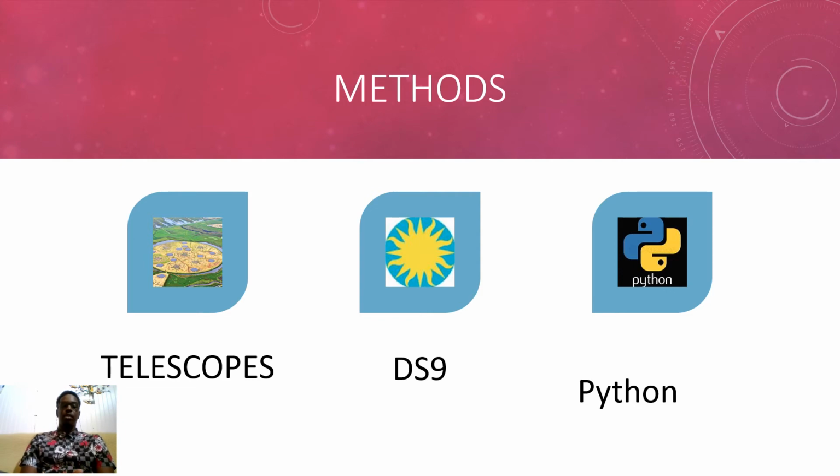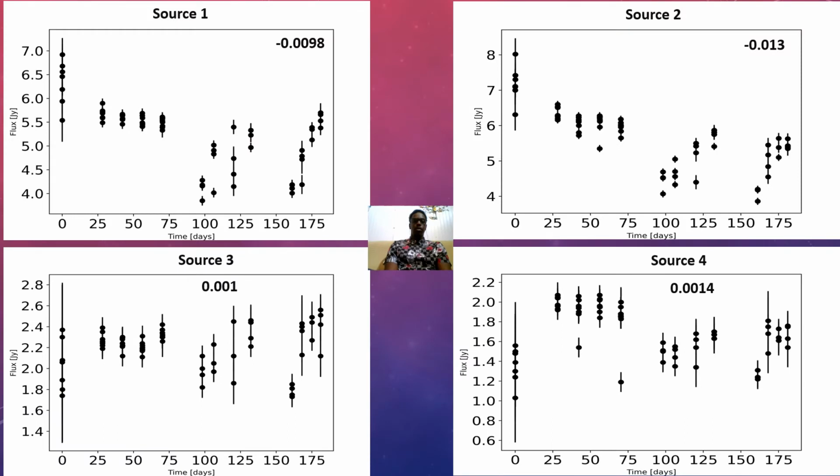Our next step was to use a computer programming language called Python. Python allowed us to create light curves that will allow us to see how the flux changes over a period of time for these sources. Over the 6 weeks, we only focused on 4 of the brightest sources that we could identify in the first row.